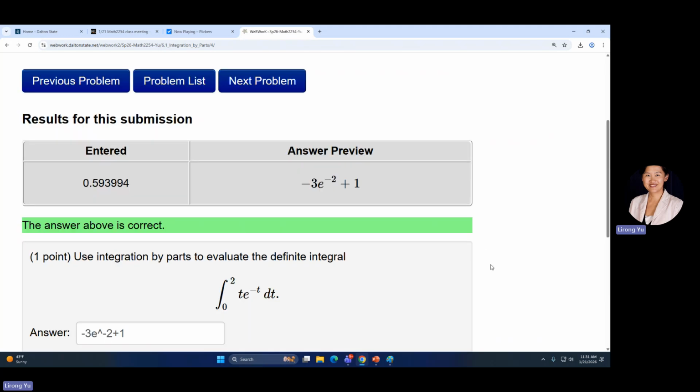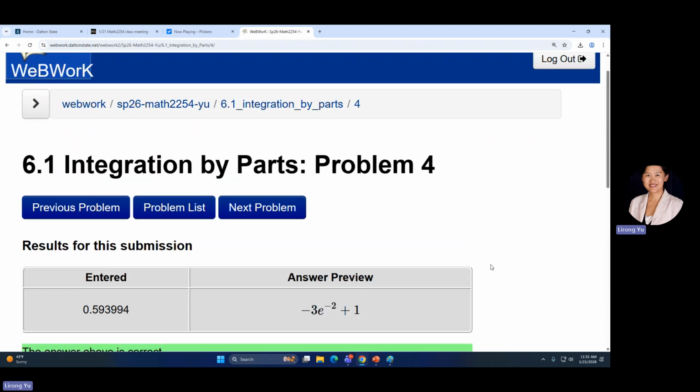This was the integration by parts assignment. Most of the questions we use integration by parts, or occasionally when the questions are difficult, we have to do substitution in the middle step, but not this one. Yes, you do a question on this one.